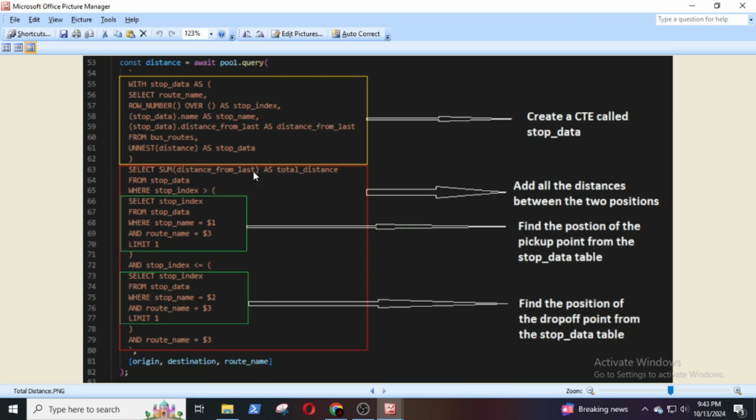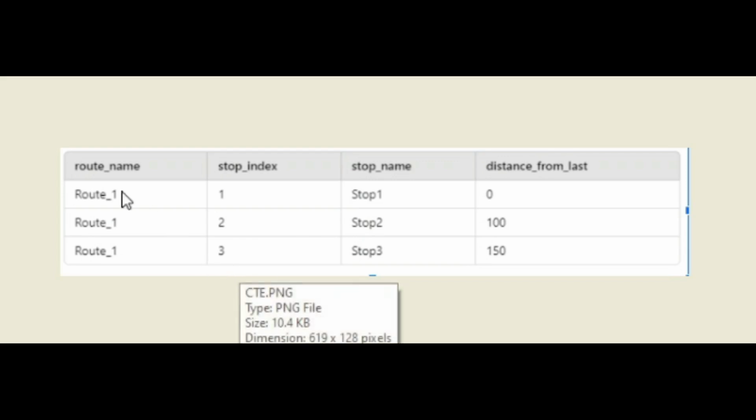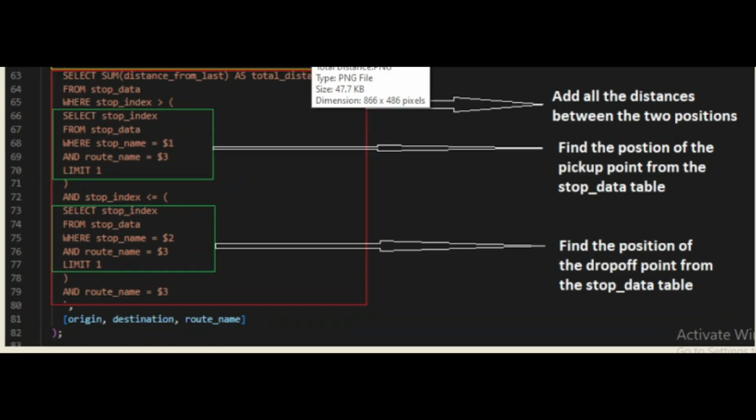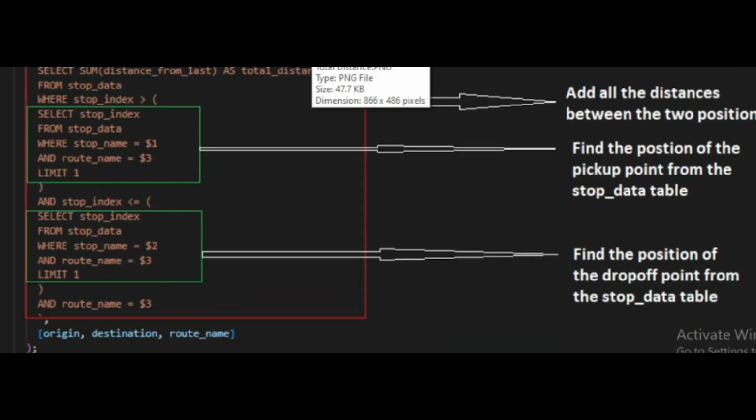The new table will look like this and will contain the following columns. The first one will be for the route name. Second one will contain the position of the stop in the route starting from 1. Third is the name of the stop, and last is the distance of the current stop from the previous one. These data can then be used in further queries or calculations such as calculating total distances between the two stops or figuring out stop positions.